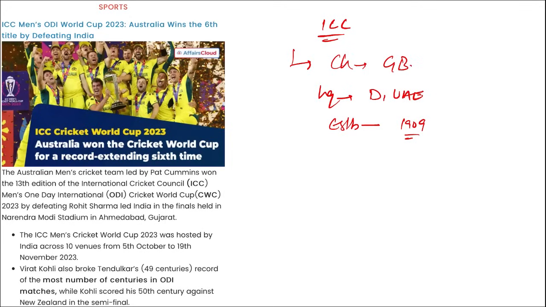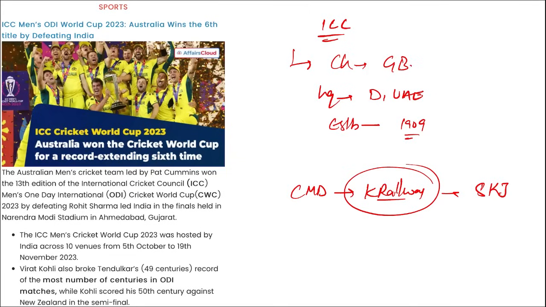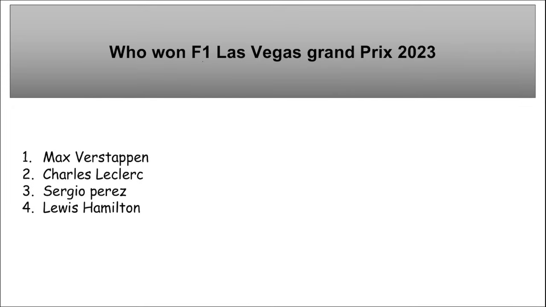Then, apart from this, friends, tell me who has been appointed as the next chairman and managing director of Konkan Railway. Santosh Kumar Jha. Then who has been appointed as the chief executive officer and managing director of Tata Power Renewable Energy Limited? Dipesh Nanda. Next, who won the F1 Las Vegas Grand Prix 2023?